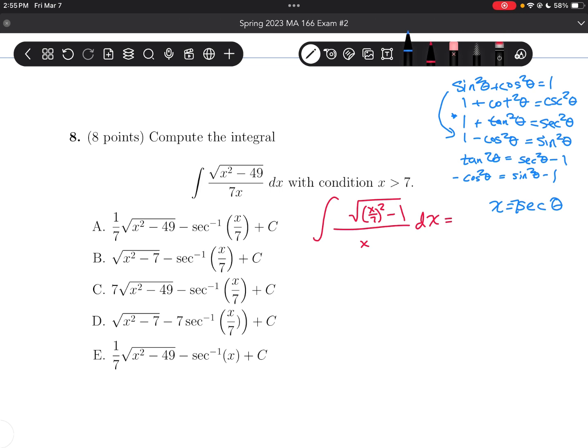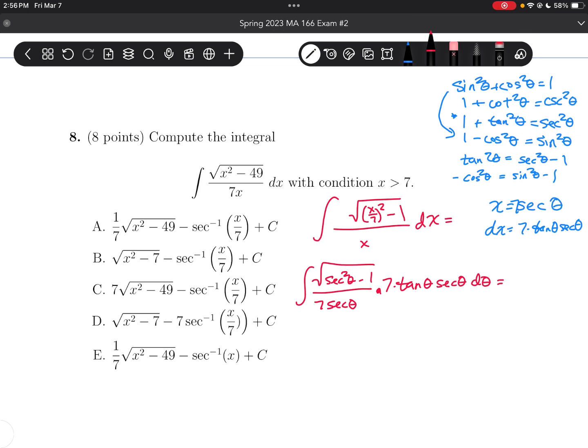And then now that I have x equals 7 times secant theta, I can also write dx is equal to 7 times tangent theta secant theta. Okay, now we just substitute as normal. I get secant squared theta minus 1 in the numerator, 7 times secant theta in the denominator, 7 times tangent theta times secant theta times d theta.